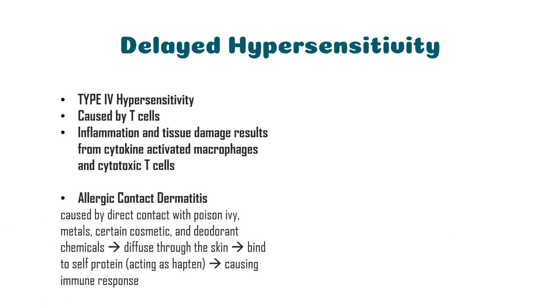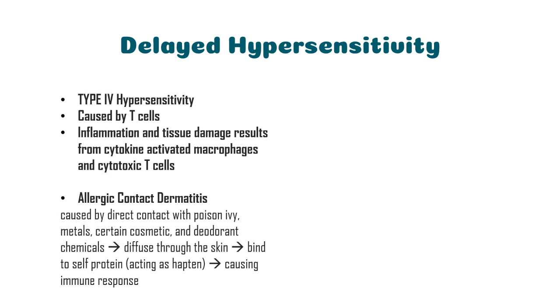And the last type of hypersensitivity is type 4. Type 4 is mainly caused by T cells, unlike type 1, type 2, and type 3, which are caused by antibodies. In the delayed hypersensitivity, inflammation and tissue damage are caused by the cytokines produced by helper T cells that activate macrophages, or by cytotoxic T cells that directly cause the destruction of these cells.